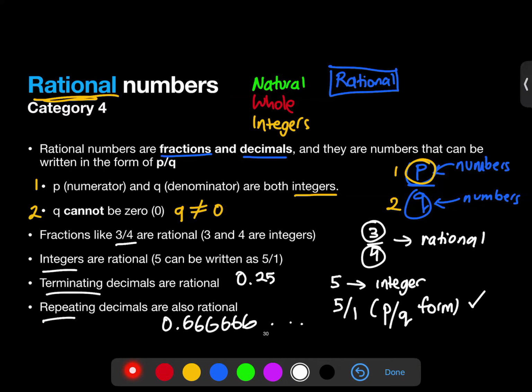So just to recap, rational numbers are numbers that can be written in the form P over Q. So fractions are rational. Integers themselves are rational. Terminating decimals are rational, and repeating decimals also are rational.